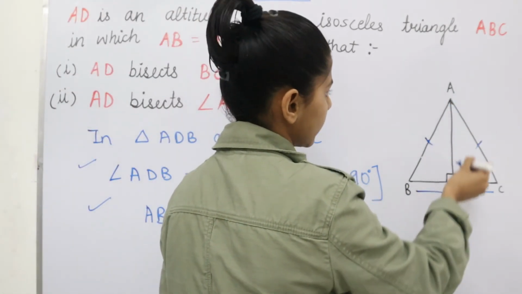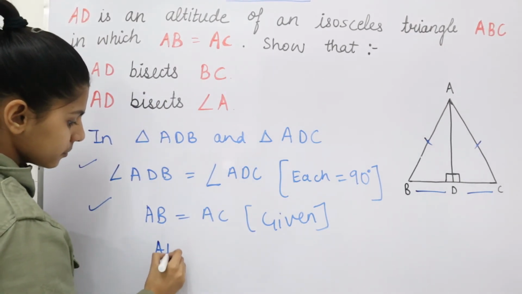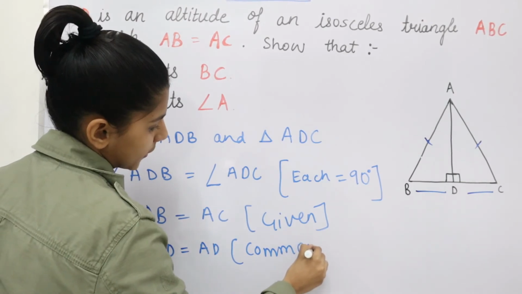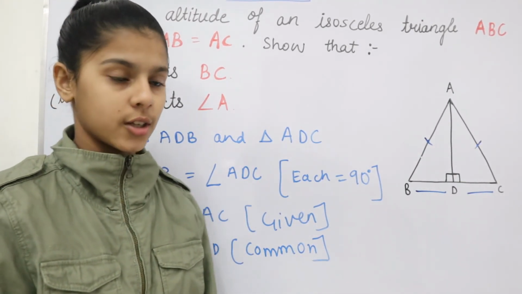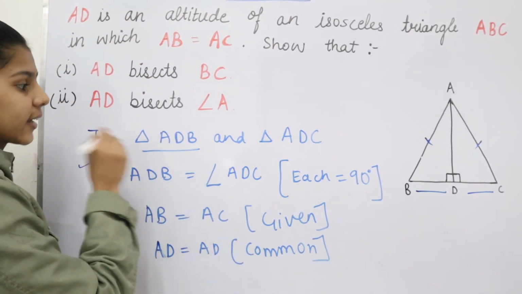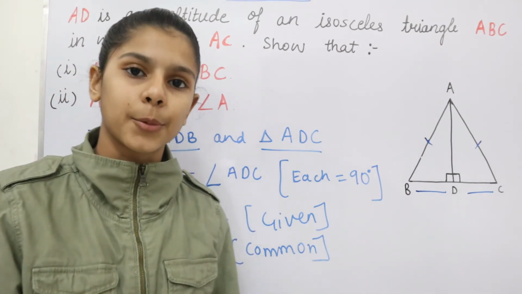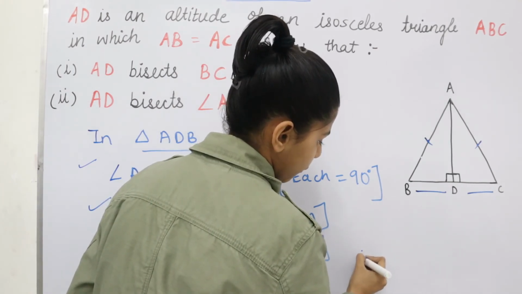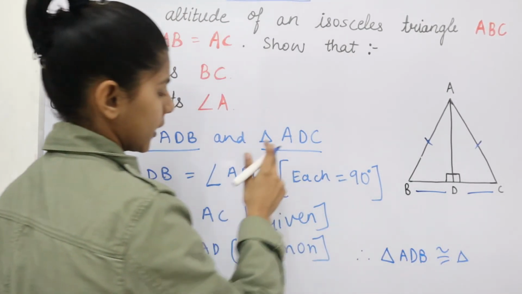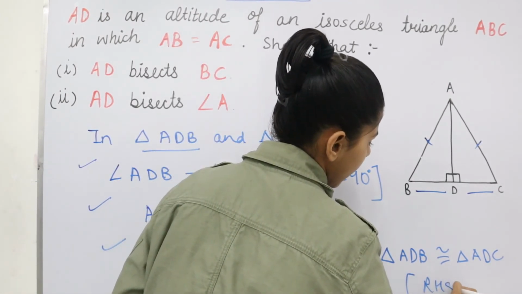Now we need one more condition. What will it be? You can see that this altitude AD is common in both triangles. This is the common side AD. So we can write AD is equal to AD, and the reason is that it is the common side in both triangles. So here we have got three conditions: one right angle, hypotenuse, and one side. Hence we can write that triangle ADB and triangle ADC are congruent, by the RHS criteria, right angle hypotenuse side. Therefore triangle ADB is congruent to triangle ADC, and in the bracket the congruence rule is RHS, right angle hypotenuse side.